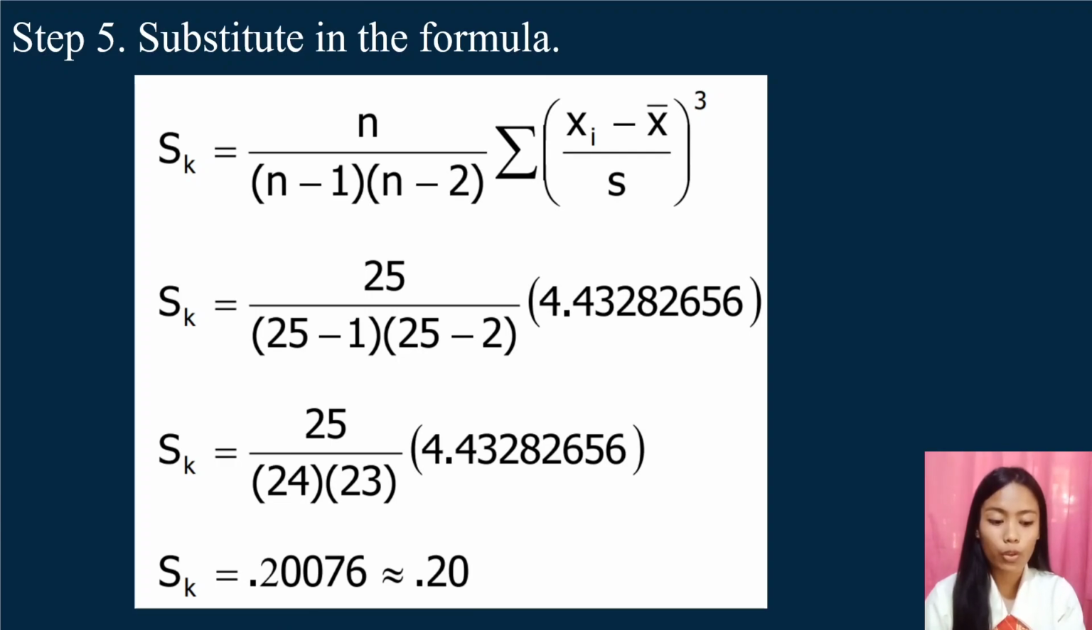Skewness is equal to 25 divided by 25 minus 1 times 25 minus 2 multiplied by 4.43282656. Skewness is equal to 25 divided by 24 times 23 multiplied by 4.43282656. Skewness is equal to 0.20076 or approximately equal to 0.20.